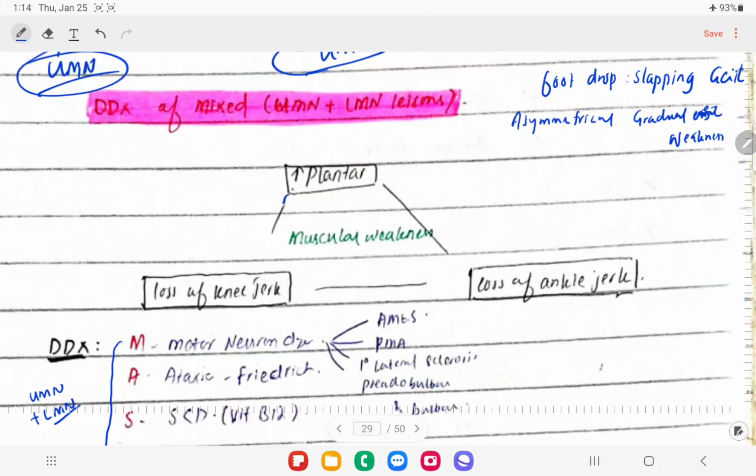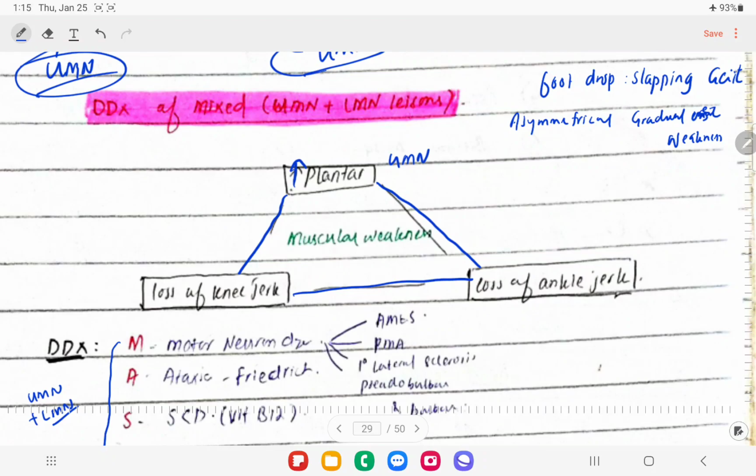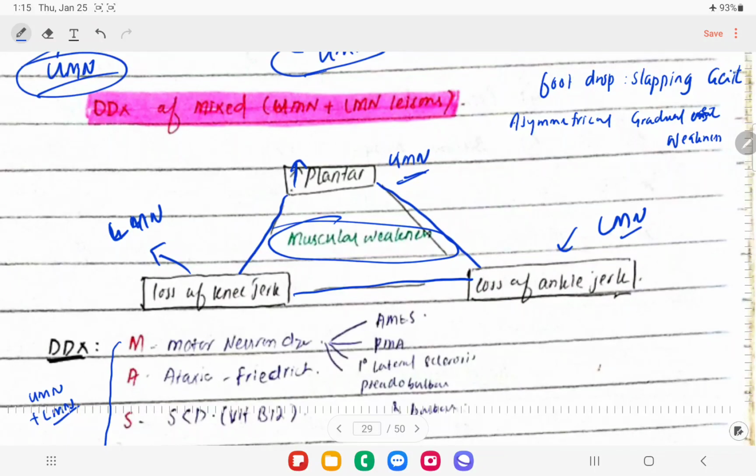If we check the plantars in these patients, they will be going up, right? This is a feature of upper motor neuron lesion. And loss of knee jerk: if we check the knee jerk, it is lost. This is a lower motor neuron feature. And if we check the ankle jerk, this is also lost. So this is the lower motor neuron lesion. So basically the patient has muscular weakness with upper motor neuron lesion and lower motor neuron lesion mixed. This is a mixed type of disorder.